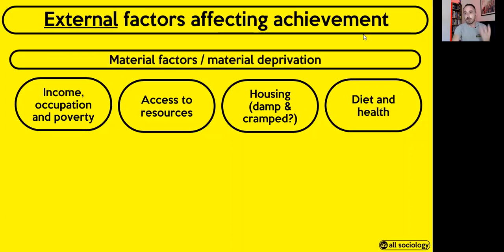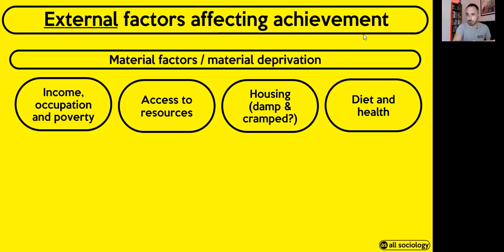Now, if you don't have some of these things, like income, a good job, if you are perhaps living in poverty, perhaps if you don't have access to resources, perhaps if your housing is damp or it's cramped, or perhaps you don't have a good level of nutrition, diet and health, you might be argued to be suffering from material deprivation, i.e. you don't have these things. Deprivation, or deprived, means you don't have something. Material is stuff you can touch, and money, so you don't have the stuff that's related to money that you can buy to help you through your education.